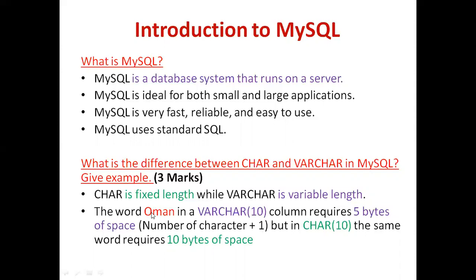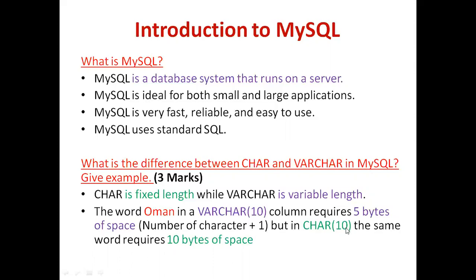So in Oman, when you count, O is 1, M is 1, A is 1, and N is 1. So there are 4 characters, but you have to add 1. So only 5 bytes of space is required, even though you have 10 declared. It will only use 5 because it is the number of characters plus 1. So 5 bytes of space will be used when you use VARCHAR.